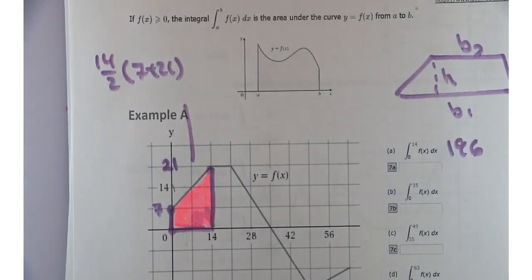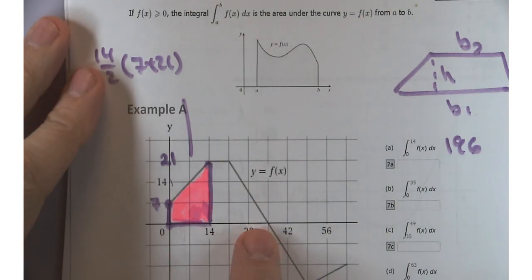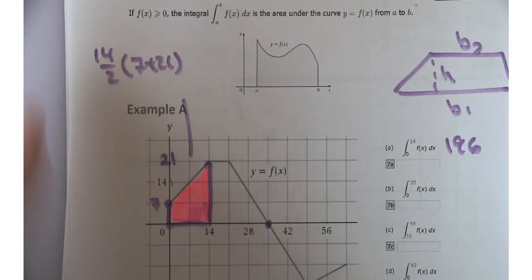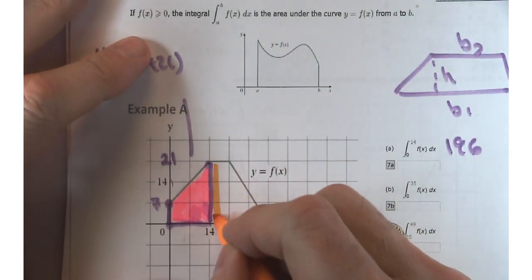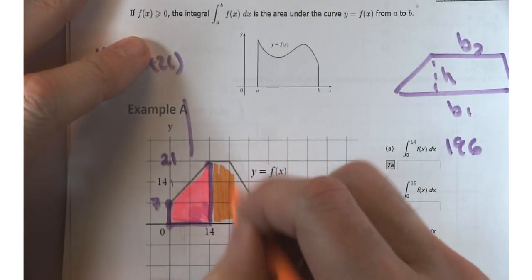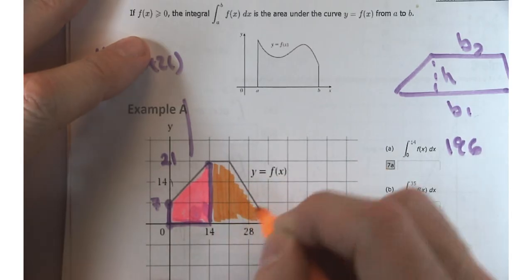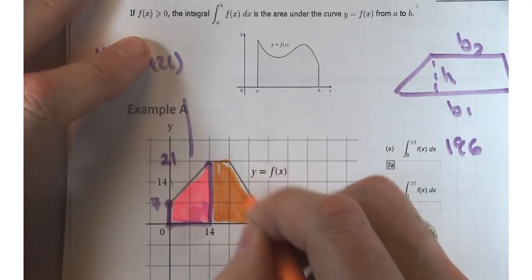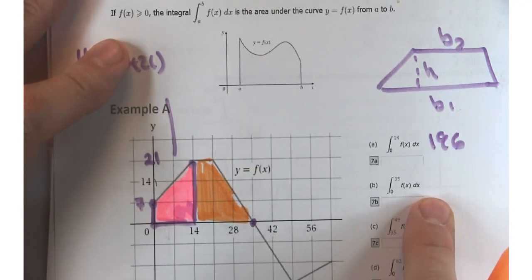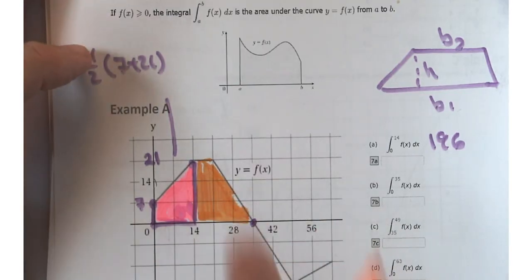Let's try the next part of this. It wants the area between 0 and 35. Well, the area between 0 and 35 is going to be right here. So we're going to have to add in another piece. So this area. So this answer is going to be 196 plus something. And now I've got to figure out what that area is.